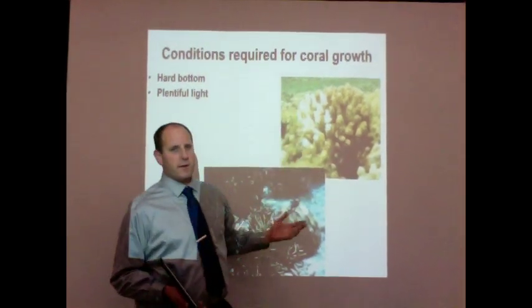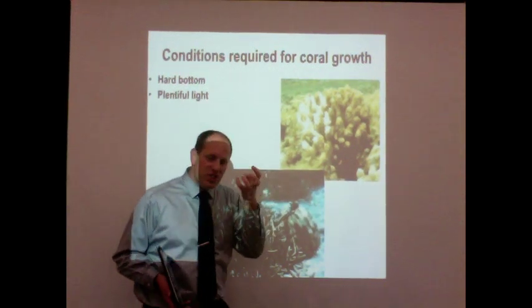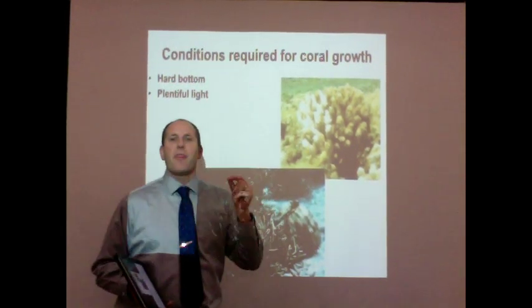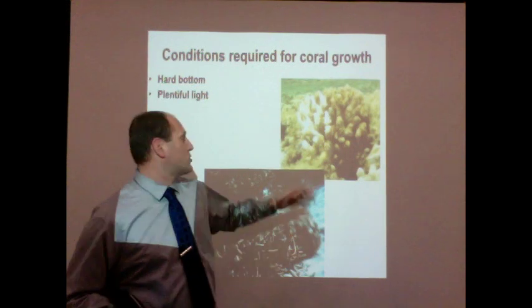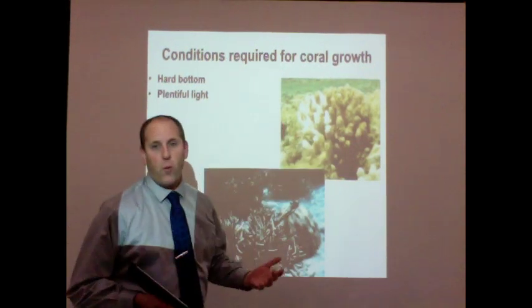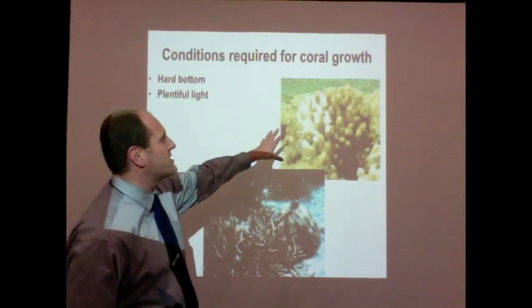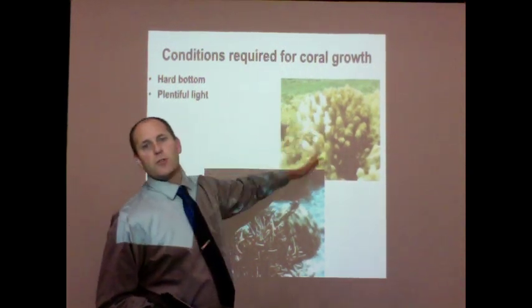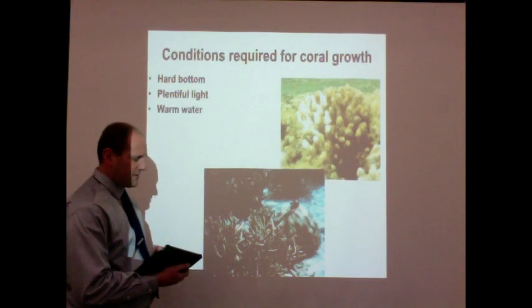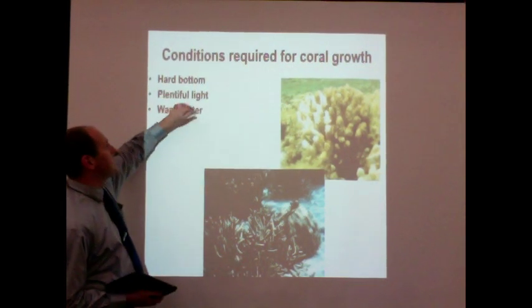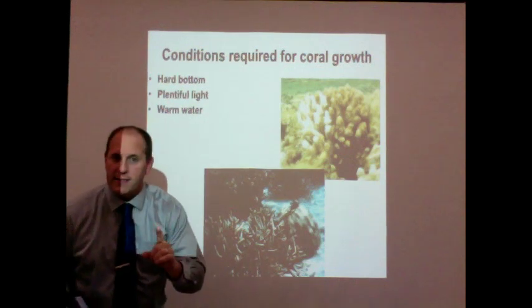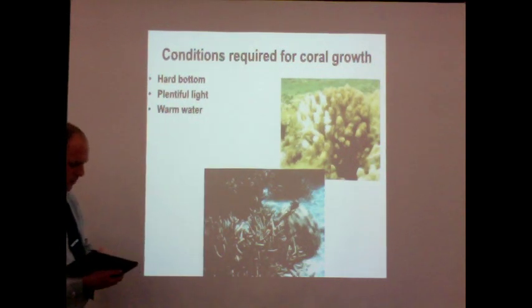Now you might think, well, why does it let that happen? Well, they're stuck on the substrate. They're stuck on the bottom. They aren't able to move. So these organisms can't get away from water that is too warm for them. And if it continues, what we call this bleaching, then these corals are going to end up dying. So they need hard bottom, they need plentiful light, and they need warm water. Not hot, but warm water.